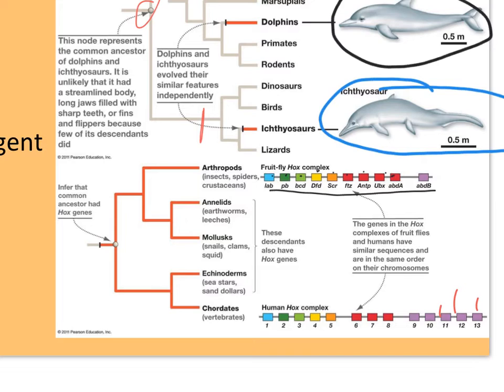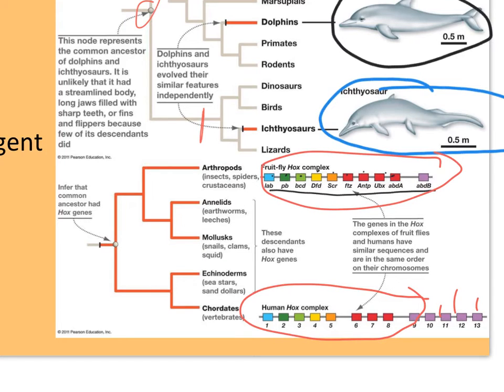So we actually know that fruit flies, or the ancestors of insects, showed up way before humans did. So humans are derived. But they inherited all these other Hox genes from a common ancestor with fruit flies.